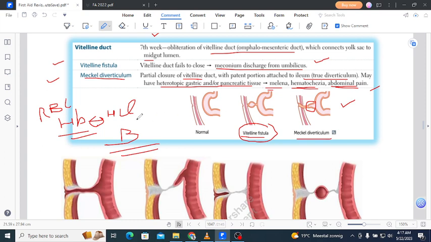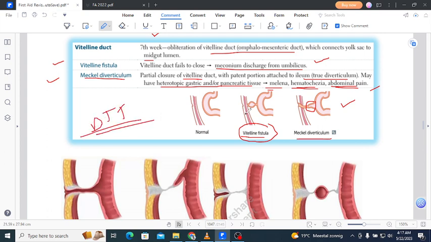And hematochezia is when there is no exposure of the blood to the HCl, or if the bleeding is occurring distal to the duodenojejunal junction, DJJ. Normally there is no exposure of the HCl distal to the duodenojejunal junction. So in those particular scenarios we get the hematochezia.